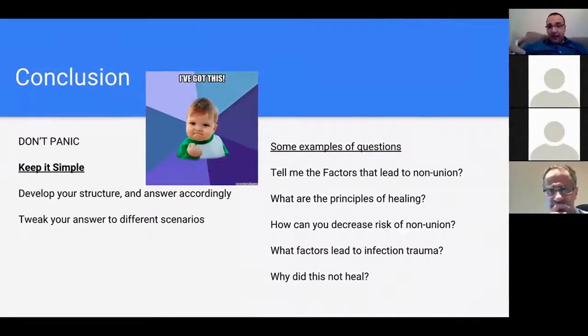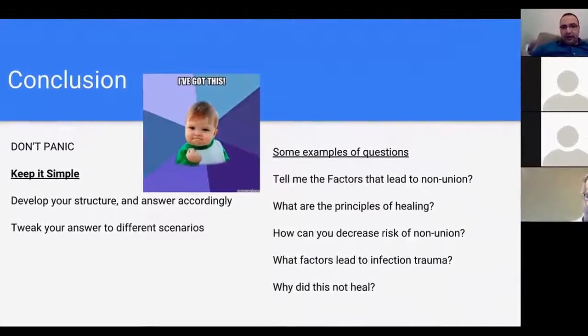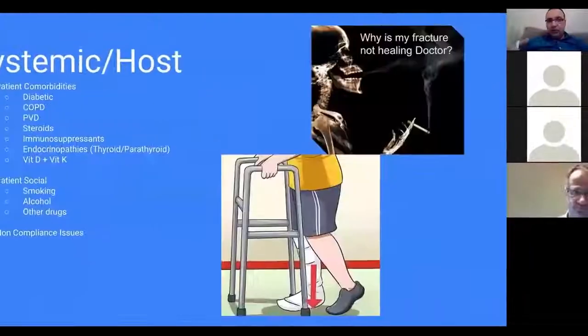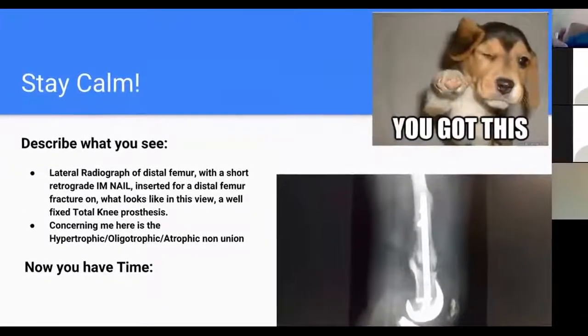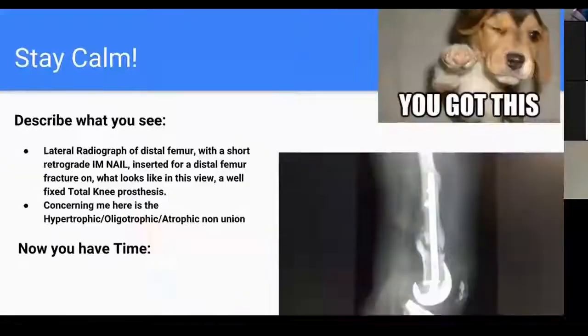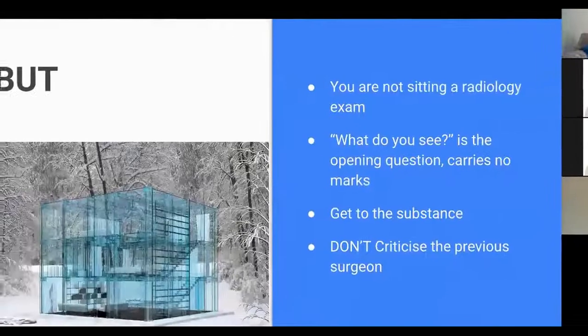But there is the FDA definition. The FDA has defined non-union as absence of progressive bone union of a long bone only. They only define that for long bone for a period of 4 to 6 months.